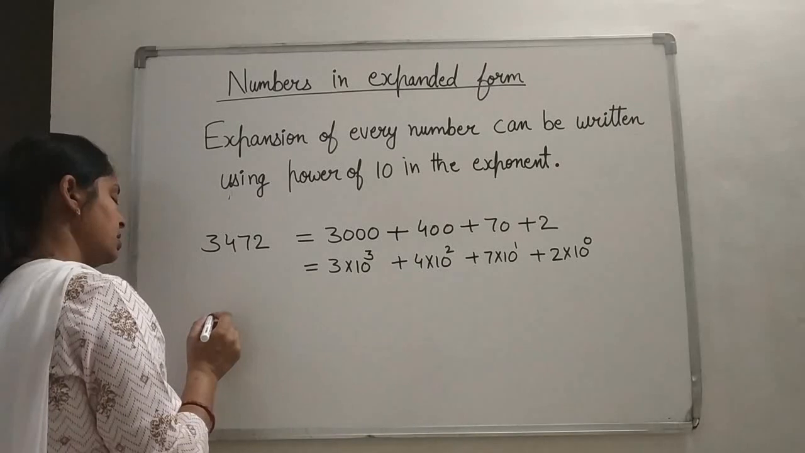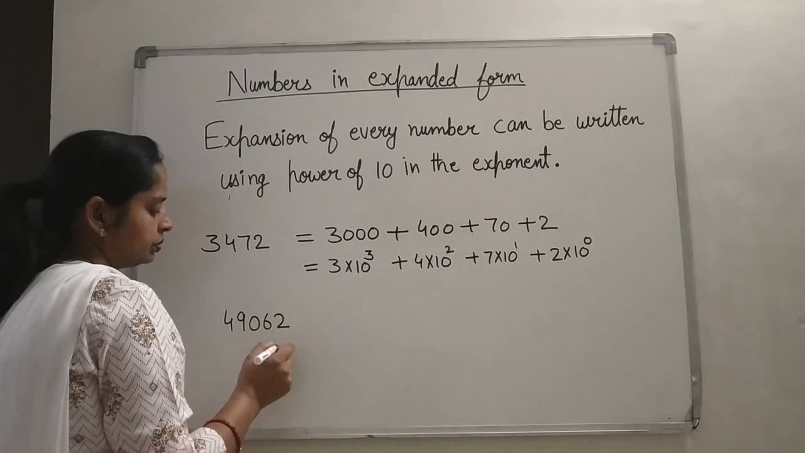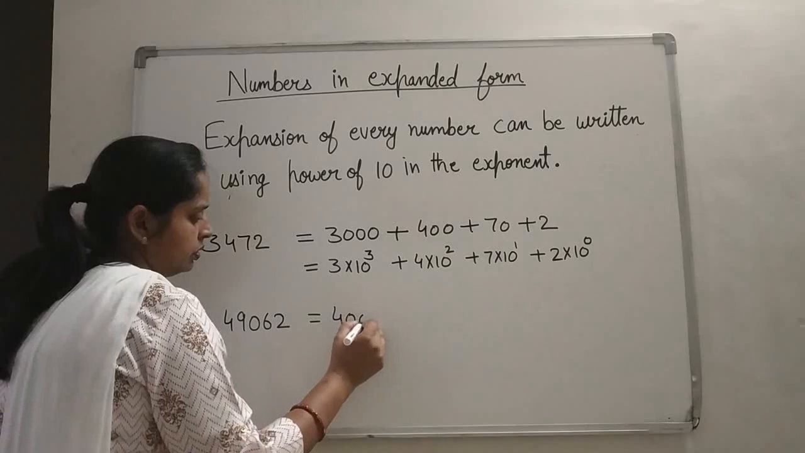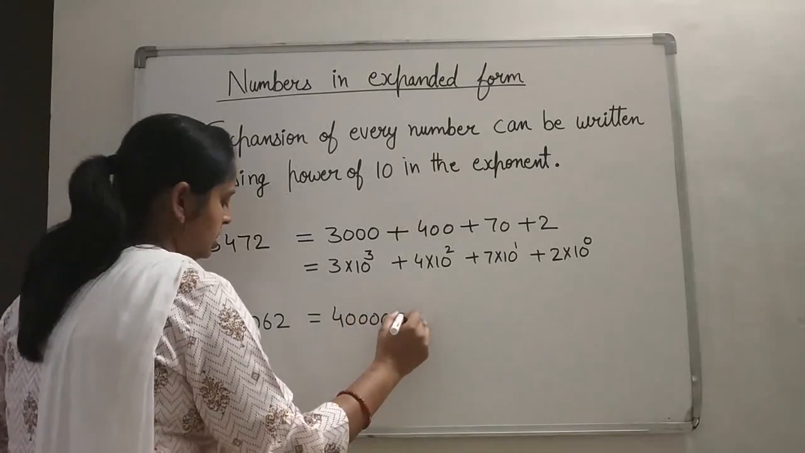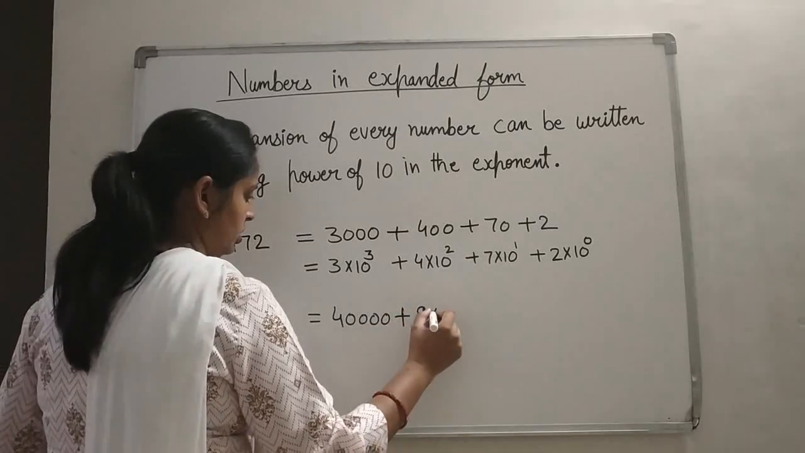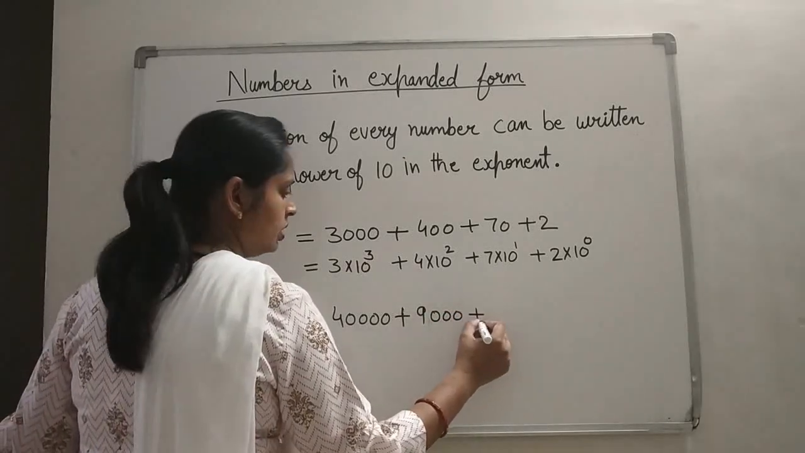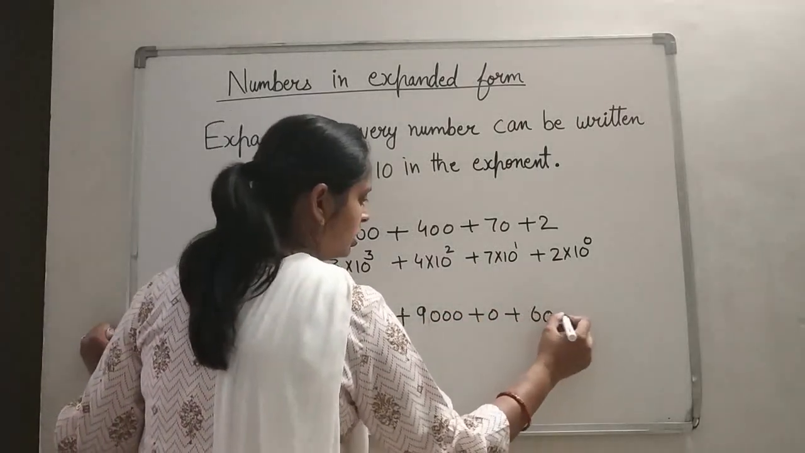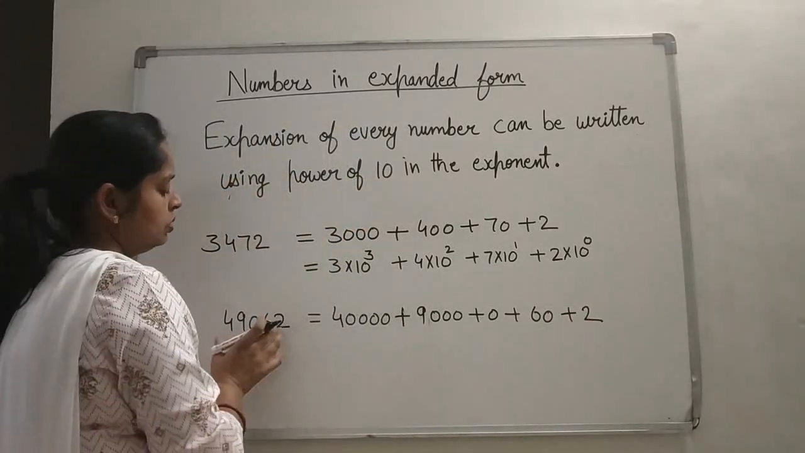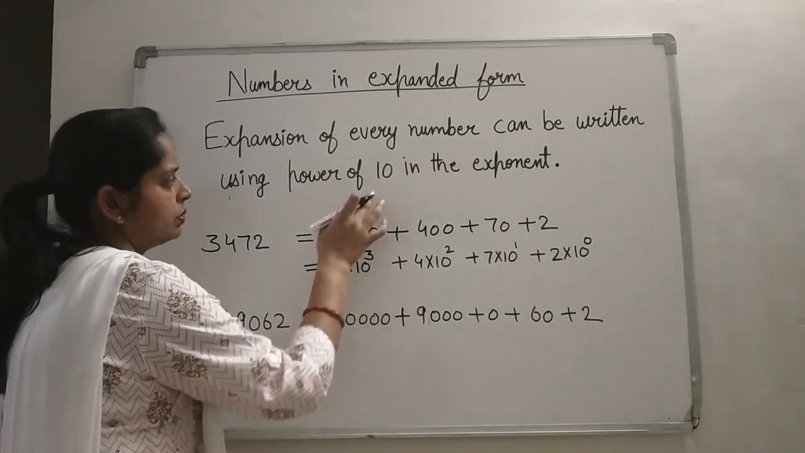Similarly, you can see one more example. Suppose you have the number 49062. This can be written as 4 with 4 zeros plus 9 with 3 zeros plus 0 plus 60 plus 2. That is the usual way we write it. But here we have to do the expansion using the powers of 10, in exponent form.